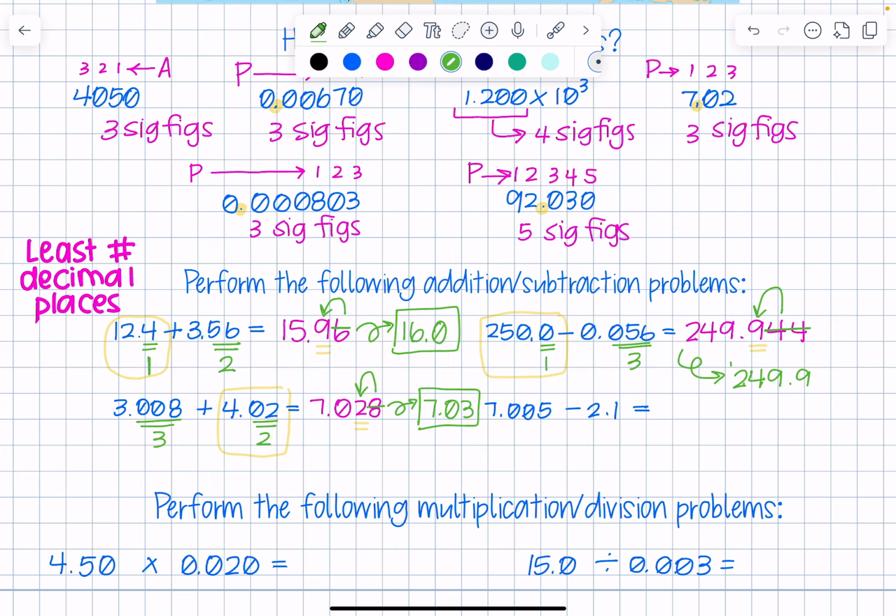is my answer here. And then finally, 7.005 minus 2.1 gives me 4.905. 7.005 has 3 decimal places. 2.1 only has 1 decimal place. So my answer should match that and round to the first decimal place. If I do that, I get 4.9. I drop the 0 and the 5. So 4.9 is the final answer.